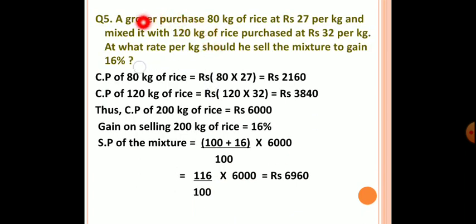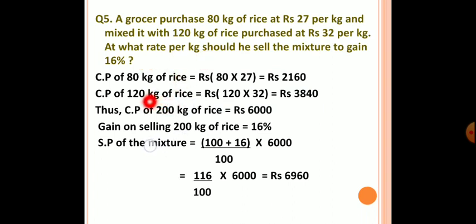Question number 5. A grocer purchased 80 kg of rice at rupees 27 per kg and mixed it with 120 kg of rice purchased at rupees 32 per kg. At what rate per kg should he sell the mixture to gain 16%?